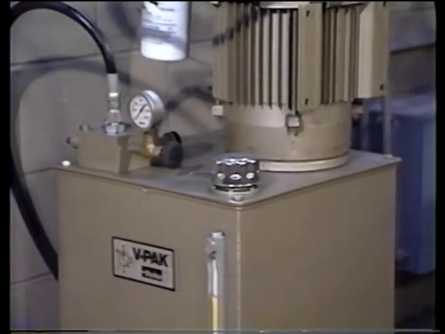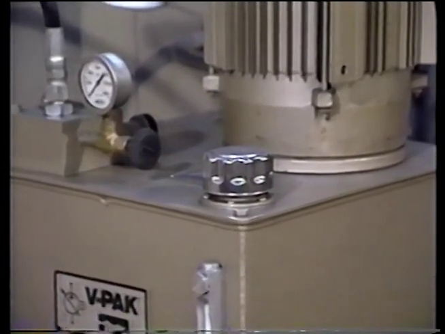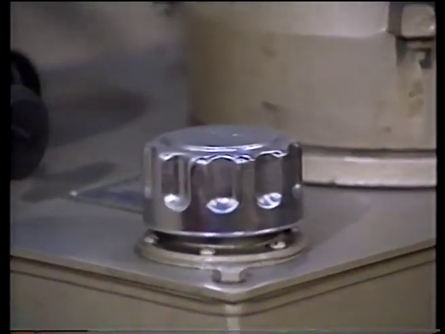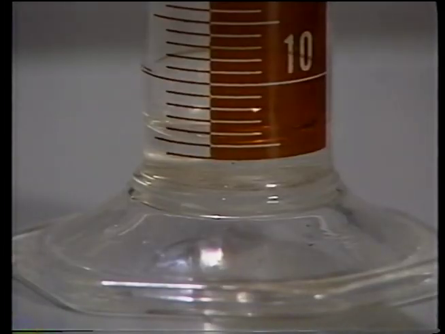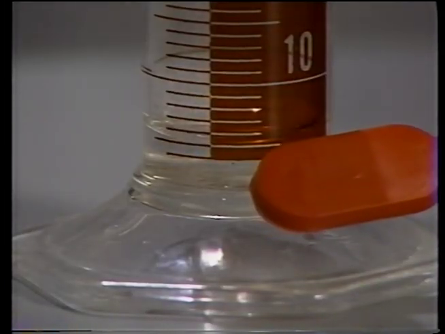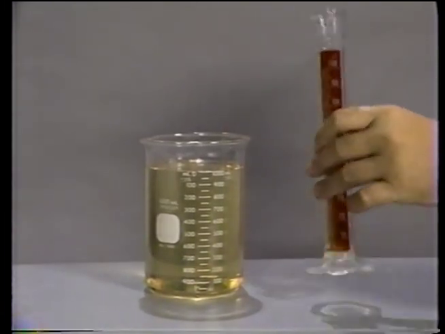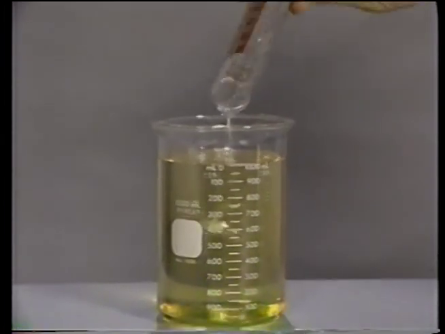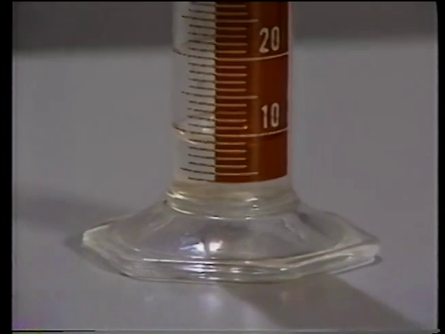Rust is usually formed when water condenses on exposed metal surfaces. Moisture-laden air is constantly drawn into the reservoir through the breather cap. When the system cools down, water vapor condenses out on the reservoir walls and eventually makes its way into the fluid. Even small amounts of water in petroleum-based hydraulic fluids, less than half of 1%, can start to rust the system. However, except in critical systems, this isn't usually reason enough to discard the oil. If the water content is 1% or more, the oil will look milky.